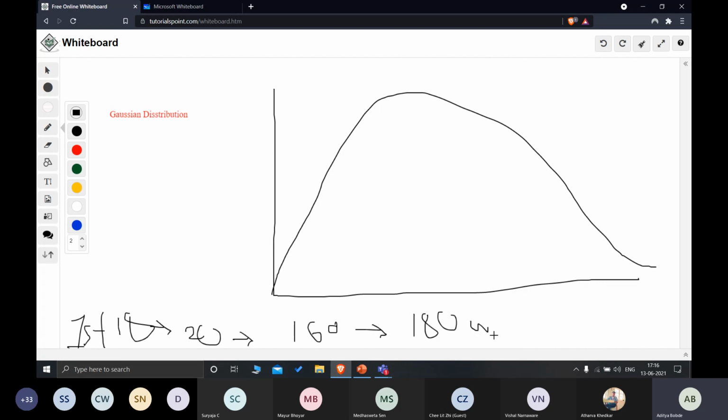In most of the cases, I am saying 85 or 90% of the cases, those who are of the age 20 have heights in the range between 160 centimeters to 180 centimeters. Do you all agree? Except a few exceptions.